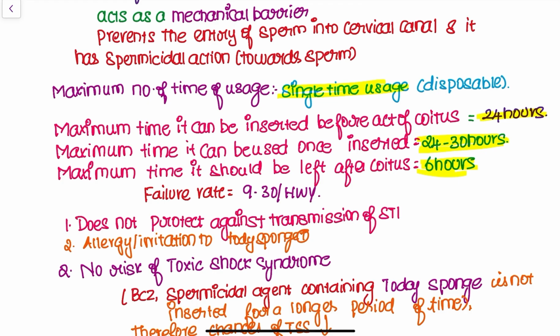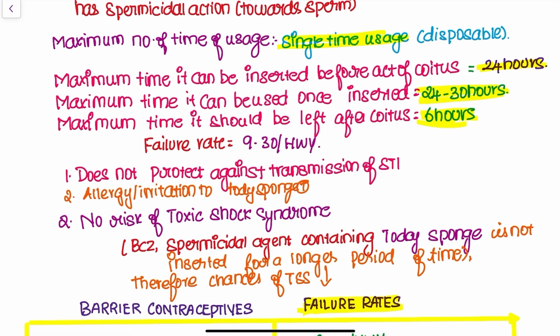The one similarity between the diaphragm and today's sponge is that for both, after 6 hours have passed from the act of coitus, it has to be removed. So how much maximum time after the act of coitus can it be removed? 6 hours after the act of coitus, the device can be removed. Which device? Both the diaphragm as well as today's sponge can be removed 6 hours after the act of coitus in order to prevent the failure of this contraceptive.